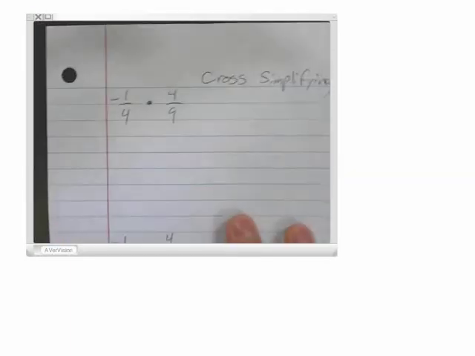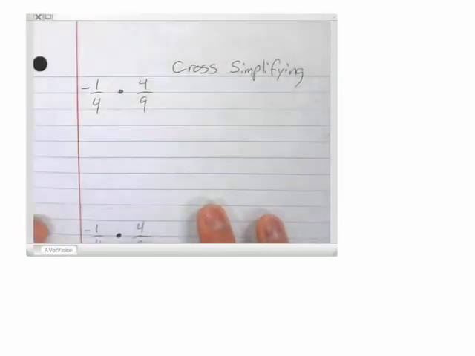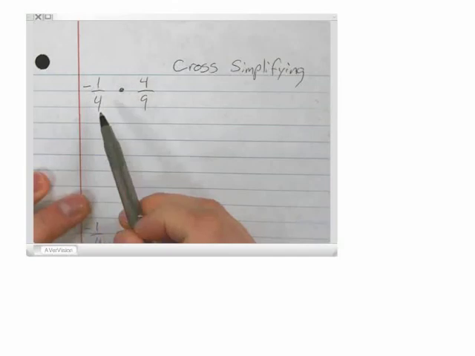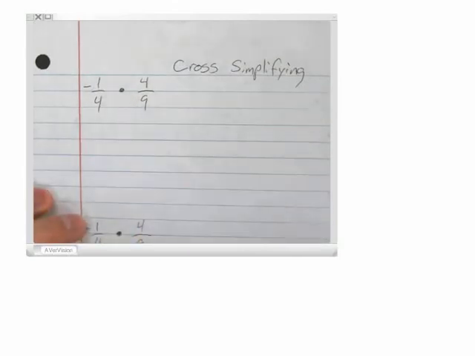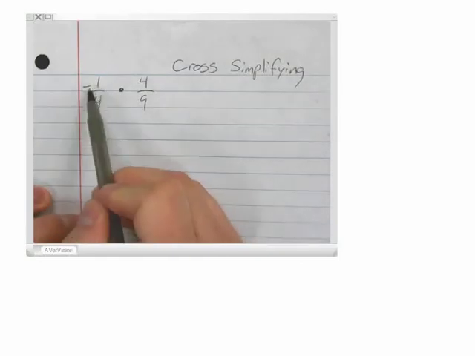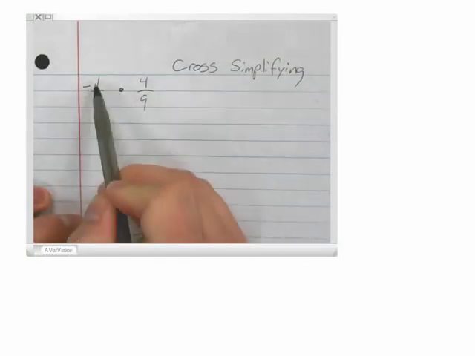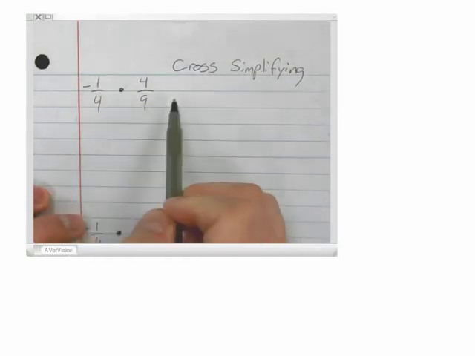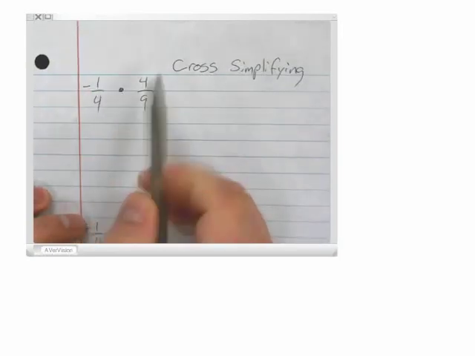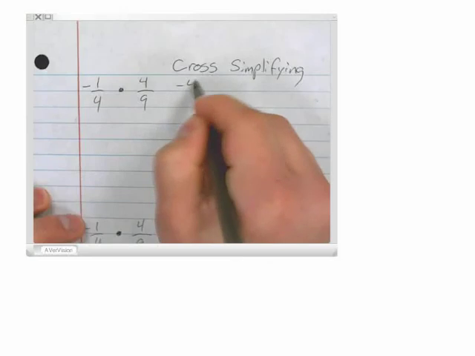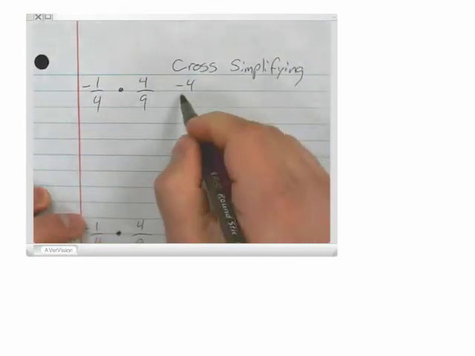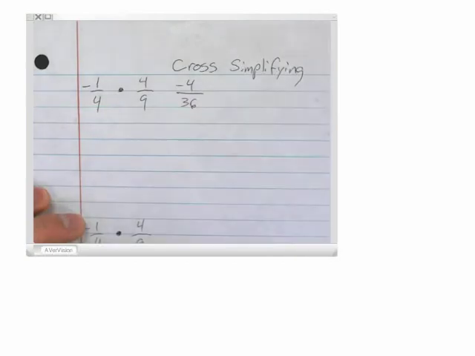I'm going to show you how to cross simplify while multiplying. Here's a standard negative fraction times a positive fraction. And you know as well as I do, to multiply this out, you go across the numerators first and then across the denominators. So a negative 1 times a positive 4 is a negative 4, and a positive 4 times a positive 9 is a positive 36.